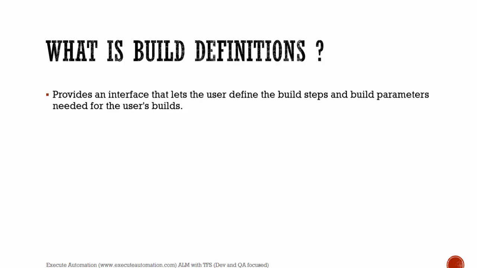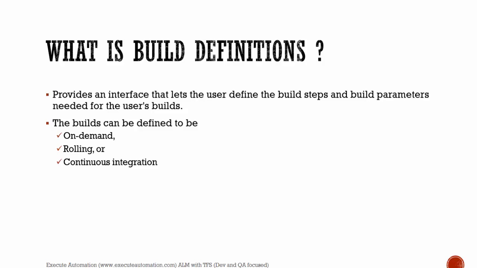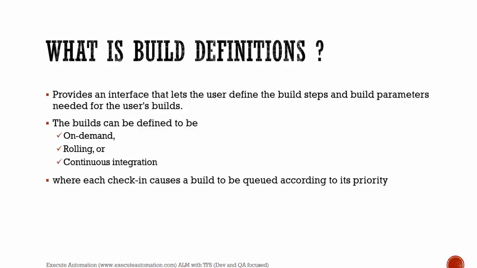Well, build definition provides an interface that lets the user define the build steps and the build parameters needed for the user's build. So the build can be defined to be on demand, a rolling, or a continuous integration build. So it can be of any type. This is what build definitions are, where each check-in causes a build to be queued according to its priority. This is the greatest benefit of a build definition.